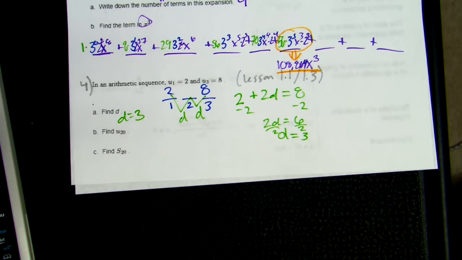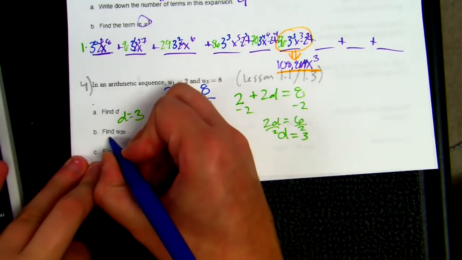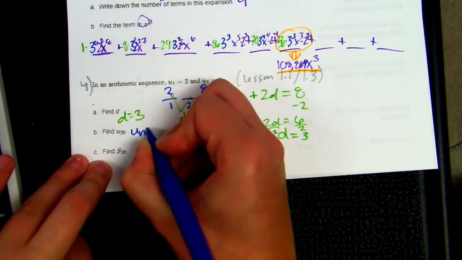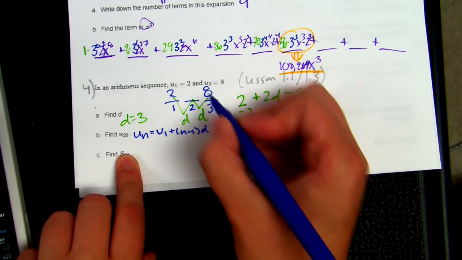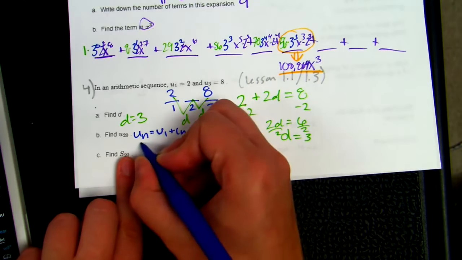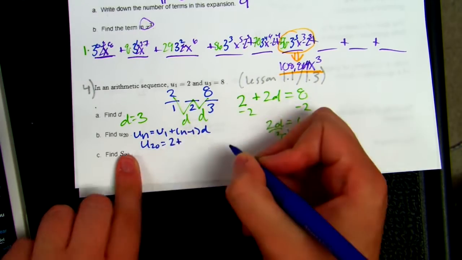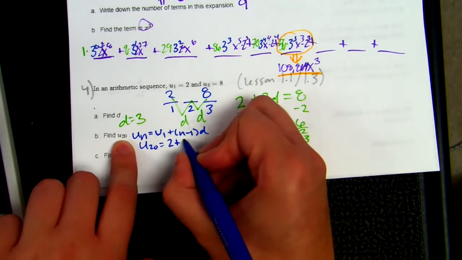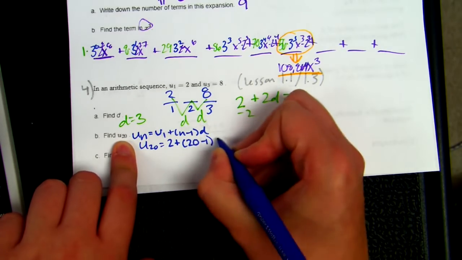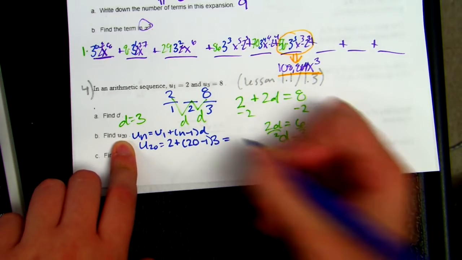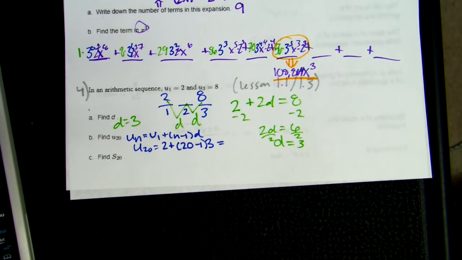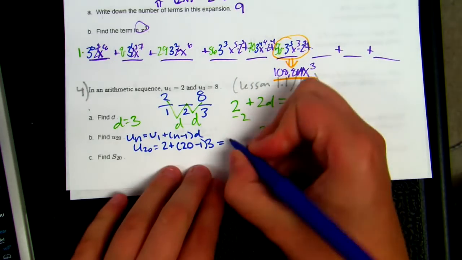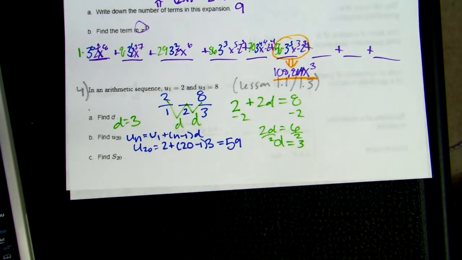Good. Moving on. This one asks us to find the 20th term. We're running out of colors to write in, so we have the 20th term. Once again, we have the formula un equals u1 plus n minus 1 times d. My first term is going to be 2, so I have u20 equals 2 plus n minus 1. I know that n is going to equal 20, 20 minus 1 times my common difference of 3. So if I put that into my calculator, I have 2 plus 20 minus 1 is 19 times 3. That gives me 59. So my 20th term is going to be 59.